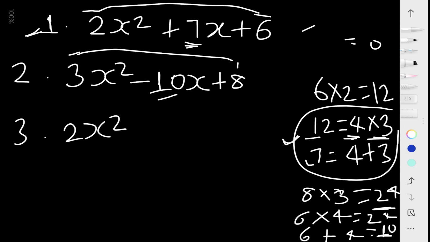2x square minus 7x minus 4. It's very simple. From this logic you can understand. I will just mark here what you should do. 4 and 2, what should you do? 4 into 2.